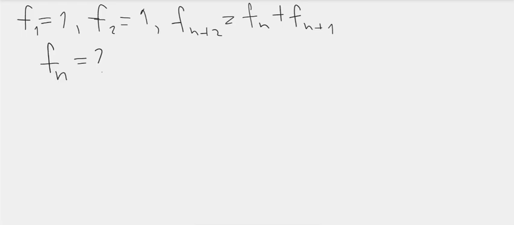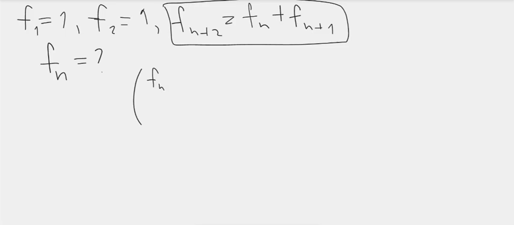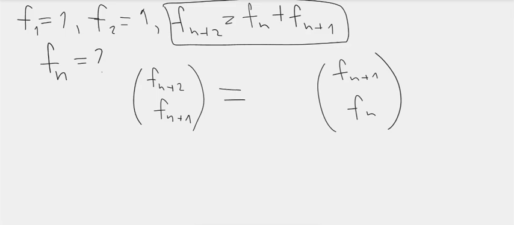Okay, so let's rewrite this recurrent relation using matrices. We consider two vectors. First we have the vector fn plus 2, fn plus 1, and then we have the vector fn plus 1, fn, and we notice that we can express it using matrix multiplication.